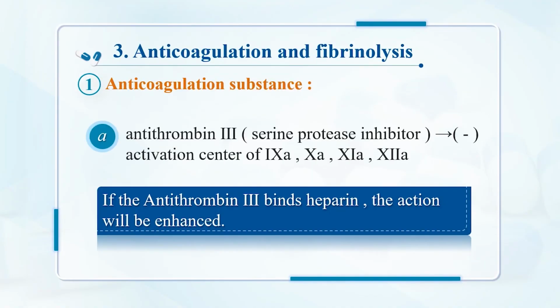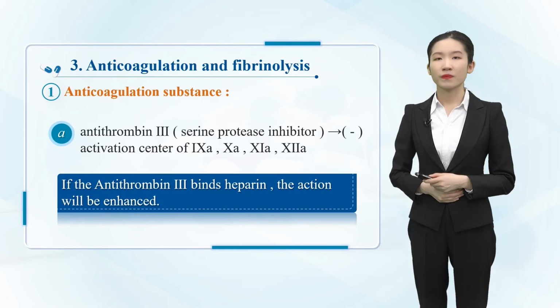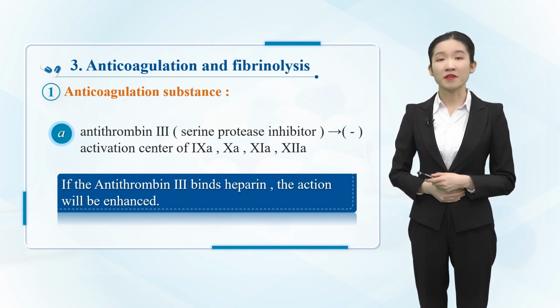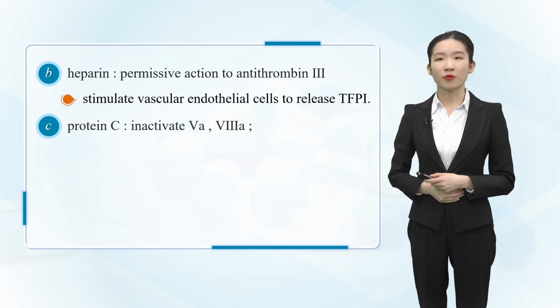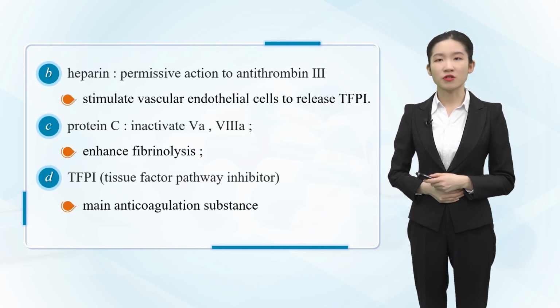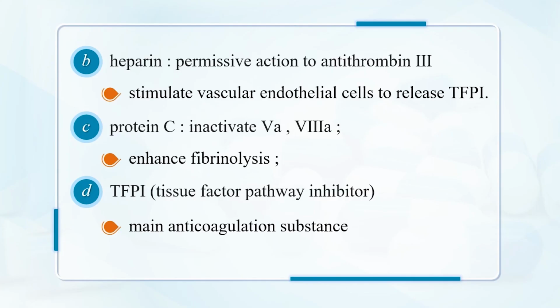Anticoagulation and fibrinolysis. Anticoagulation substances. The first one is antithrombin 3, serine protease inhibitor. It inhibits the activation center of activated factor 9, 10, 11, and 12. If the antithrombin 3 binds heparin, the action will be enhanced. The second one is heparin. It has a permissive action to antithrombin 3. Heparin can stimulate vascular endothelial cells to release TFPI.